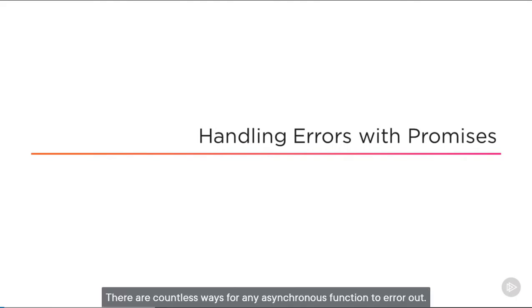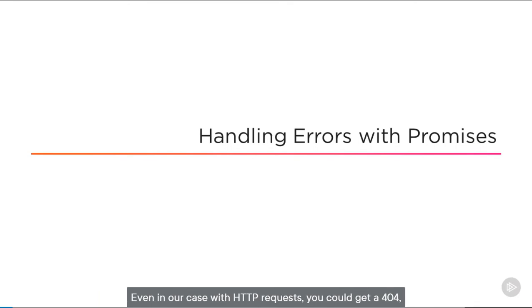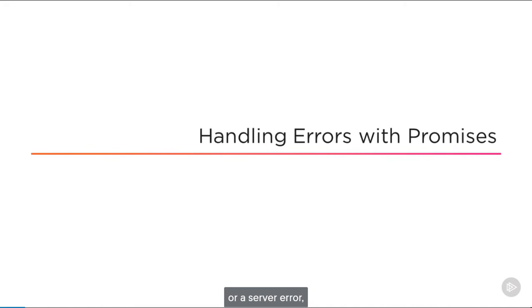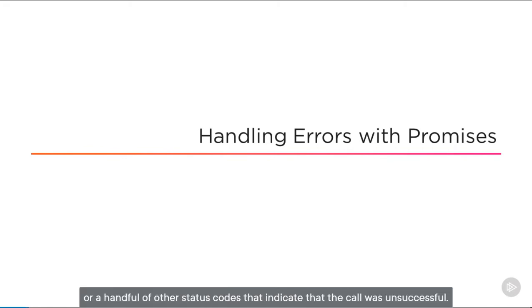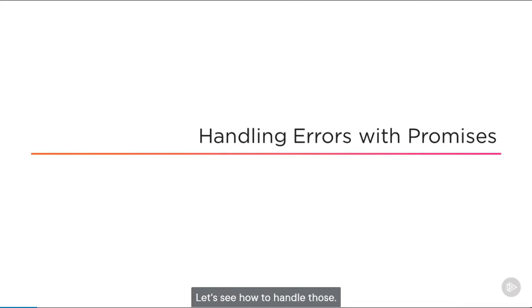There are countless ways for any asynchronous function to error out. Even in our case, with HTTP requests, you could get a 404, or a server error, or a handful of other status codes that indicate that the call was unsuccessful. Let's see how to handle those.